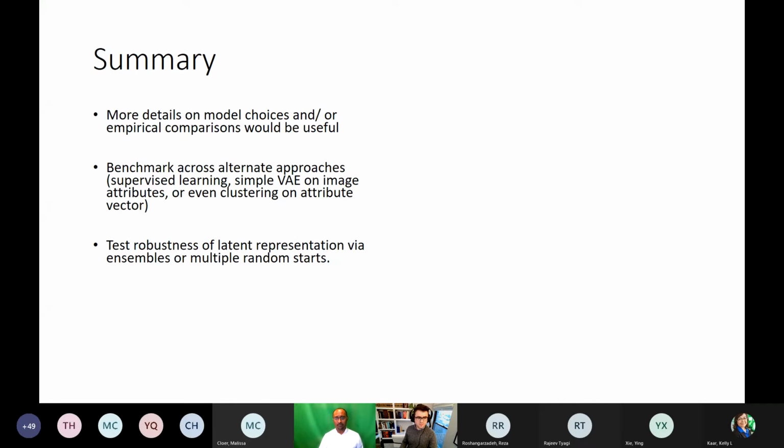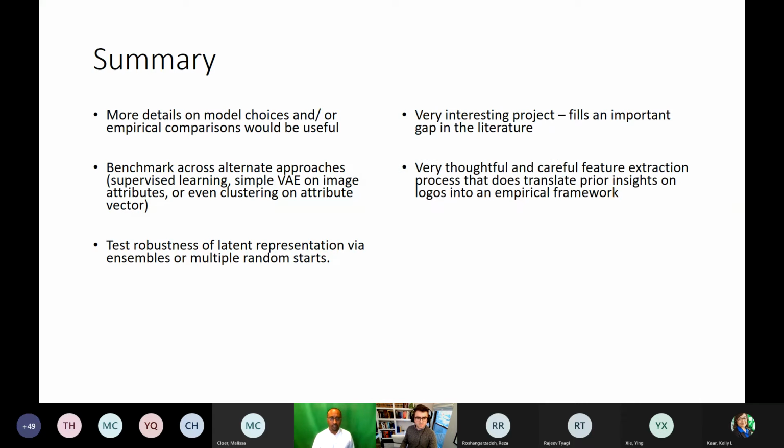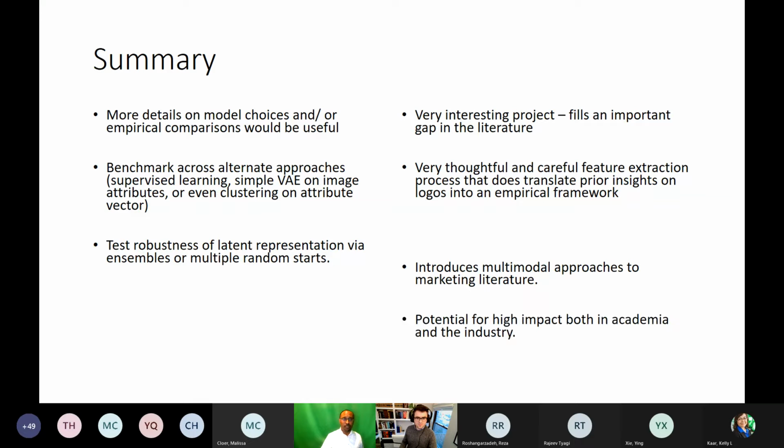From a summary perspective, I think this is a very interesting project. It fills an important gap in the literature. It's a very thoughtful and careful approach to the feature extraction process, and it introduces multimodal literature's methods to the marketing literature. And so it has a potential for high impact both in academia and industry. So that's all I have to say. Thank you.